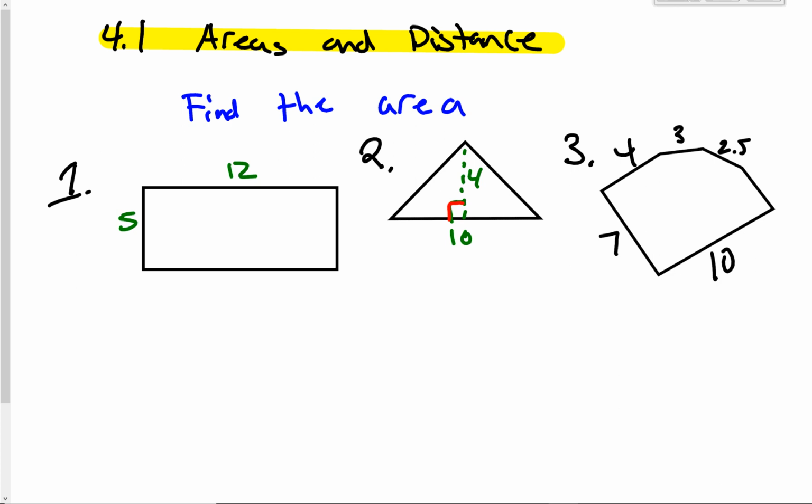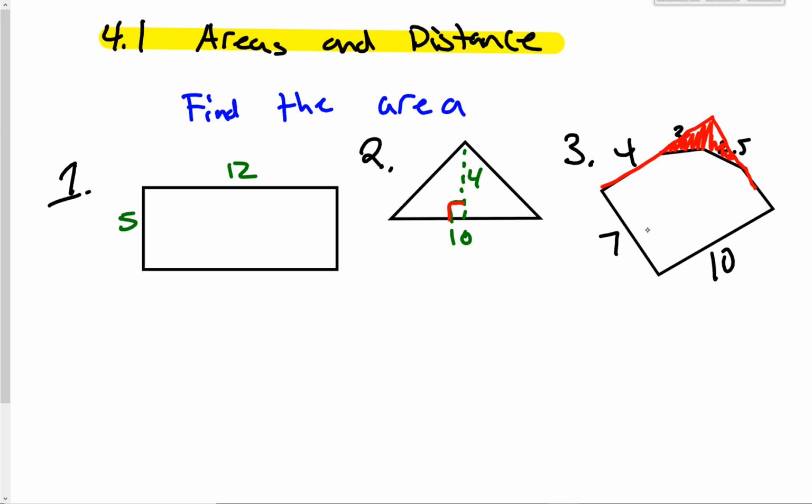So what we're doing in this chapter is finding areas, but finding areas of shapes we don't quite know. This shape's a little bit hard to find. But what we could do is figure it out if we extended this full length right to this spot. That would create a rectangle, and so we could find the area of this whole thing. So it's 70, but then we'd have to subtract this distance out of that, and that would give us the area of the shape that we want.